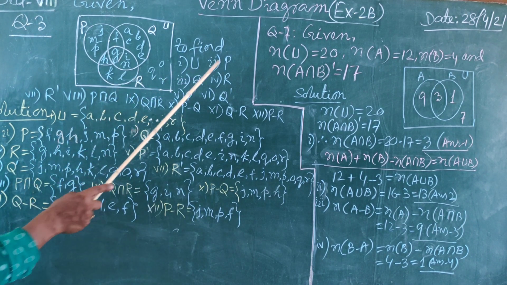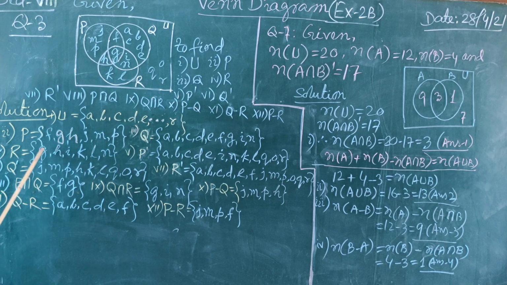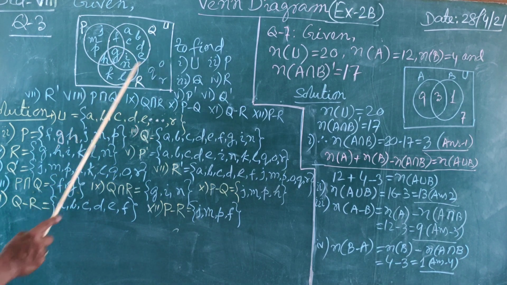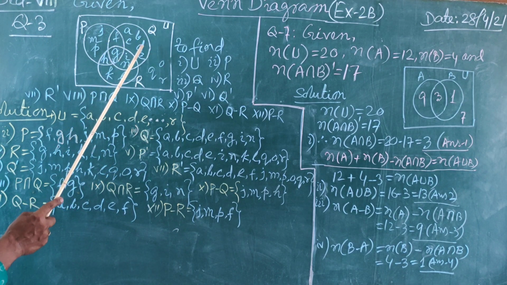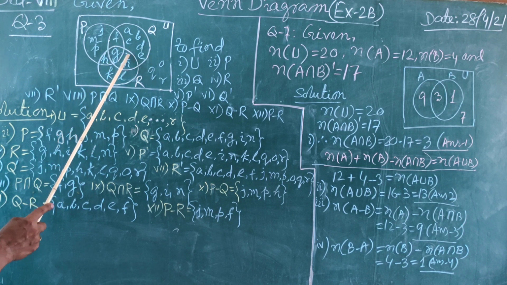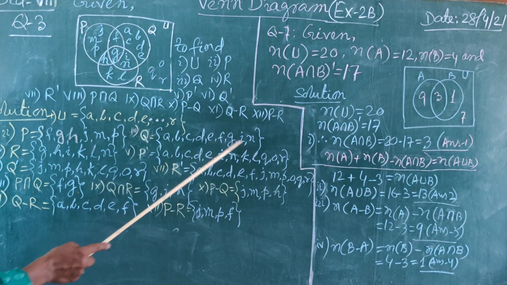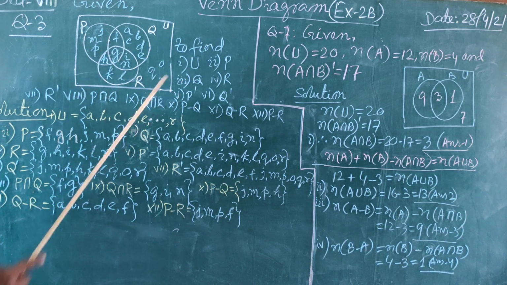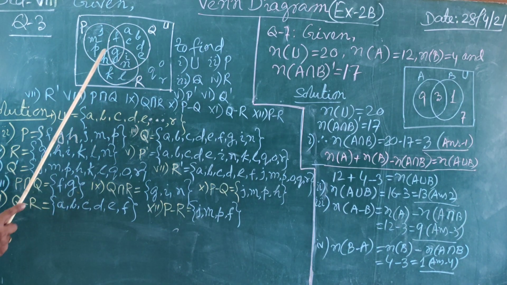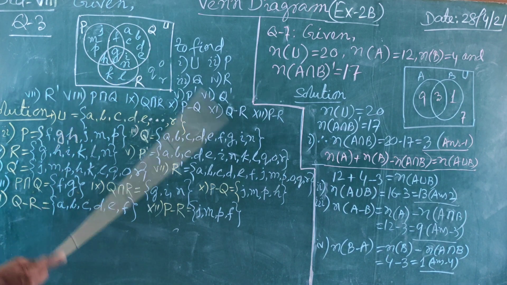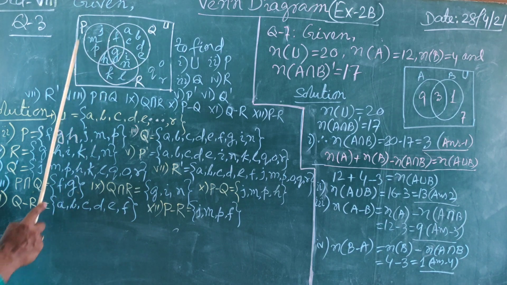Okay. Now Q will be what? Q is this particular circle. So A, B, C, D, E, F, G, I, and M. Could you understand? Now R will be what? This particular circle. What are the elements? G, H, K, L, I, and M. That is R.